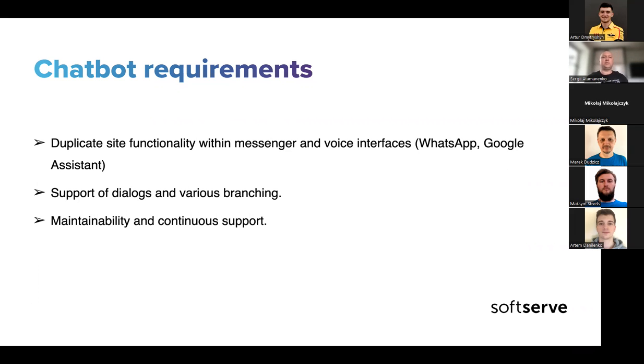So basically we faced requirements like duplicating some functionality via messengers like WhatsApp. It was the last choice; WhatsApp was the final choice for that purpose. Basically, the task was to have dialogs where you interact with a user and follow some functionality of the site via dialog. I will show the schema as an example. And the third thing, it should be maintained by a small team, about three people, which is also a challenge.